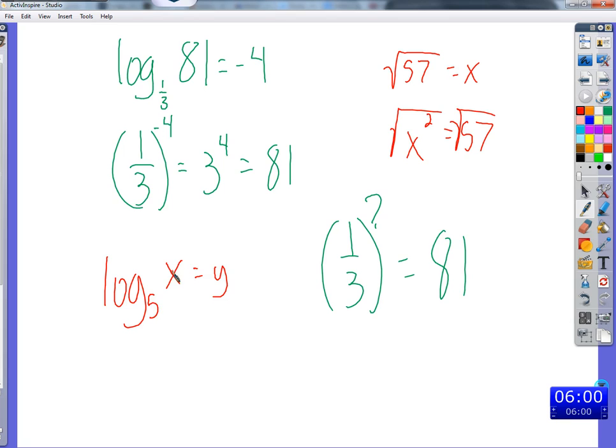So what I input is the number that I want to get by raising 5 to some power, and the output is the exponent. But 5 to the y equals x. Now I can put something there and figure out what I get. So I take 5 to some power and figure out what 5 to that power is, which is exactly the reverse of what logarithms do.